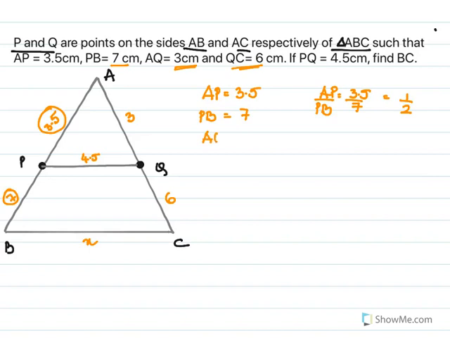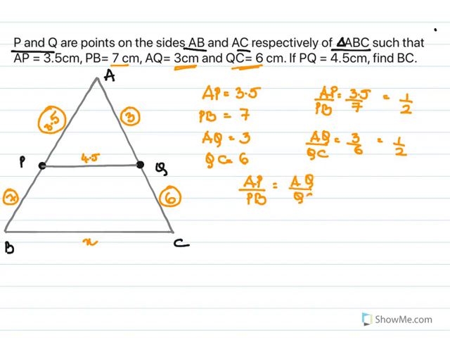Then next see what is AQ. This is AQ. 3. And look at QC. QC 6. So AQ over QC is 3 by 6. That is also 1 by 2. So AP over PB equal to AQ over QC. Therefore, by converse of BPT, I can say PQ is parallel to BC. Reason: converse of BPT.